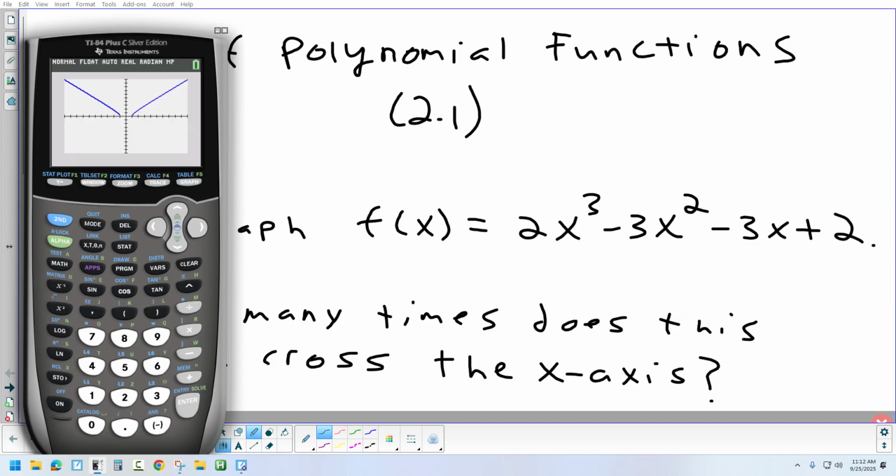So I'm going to type in 2x cubed minus 3x squared minus 3x plus 2. And I'll start with zoom 6 and just see how that window looks.